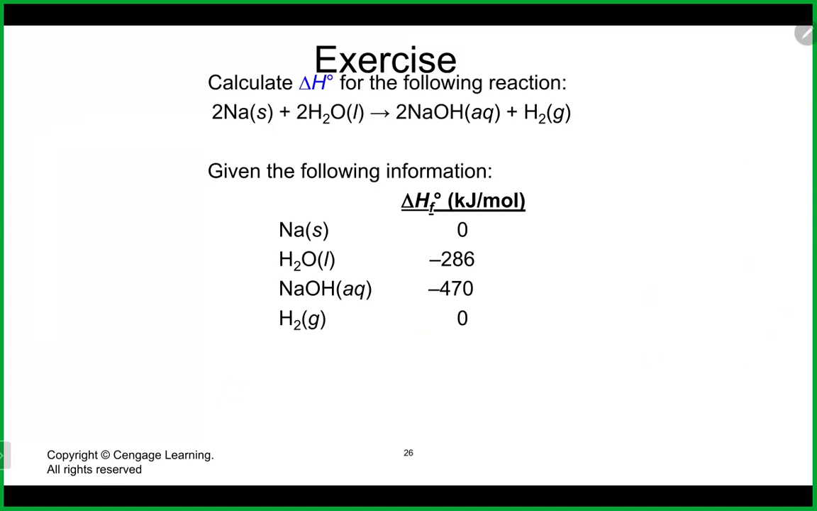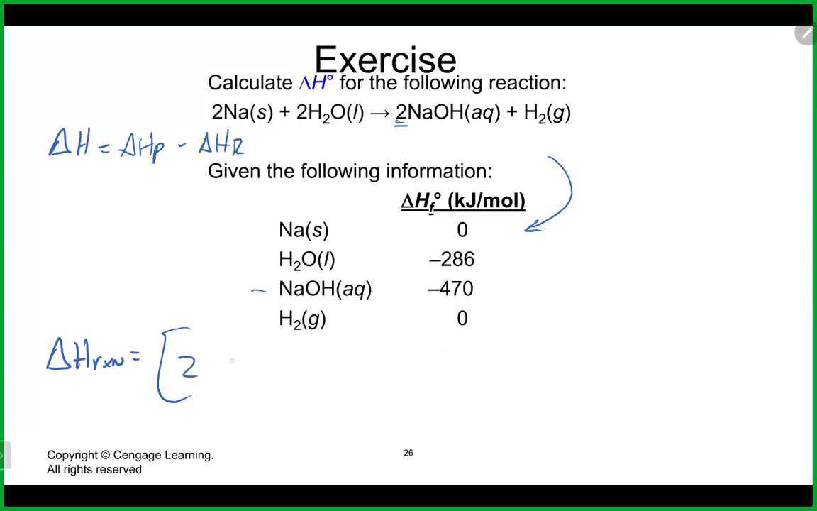Once again here, we want to do our products minus our reactants. So once again, we would go to a table. It would be provided for you. We're going to start with our product side. In this case, we do have 2, so we want to take the coefficient. That's going to be 2 times the value for NaOH, which is minus 470 kilojoules per mole. We will then add it to our other product, which is H2. As I mentioned before, that is by itself, so typically 0 kilojoules per mole. That takes care of all my products.